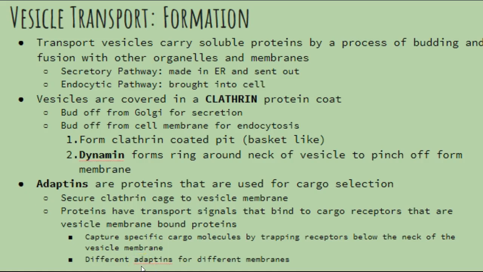Adaptins are proteins that are used for cargo selection. They secure the clathrin cage to the vesicle membrane. Proteins have transport signals that bind to cargo receptors that are vesicle membrane-bound proteins. Adaptins capture specific cargo molecules by trapping receptors below the neck of the vesicle membrane. There are different adaptins for different membranes.